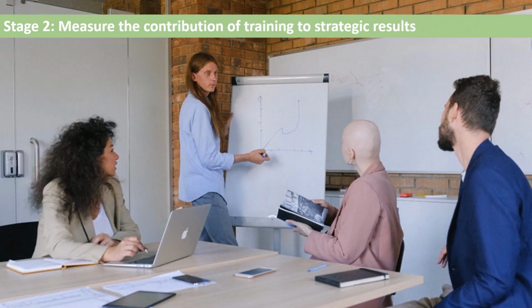Stage 2. Measure the contribution of training to strategic results. In this stage, the organizations are required to measure how the training programs are going to contribute to their strategic results. In the solar panel example we discussed, the organization could have initially measured the percentage reduction in turnaround time for their installation and after-sales services.